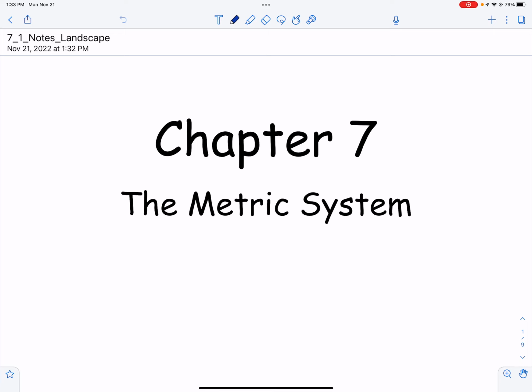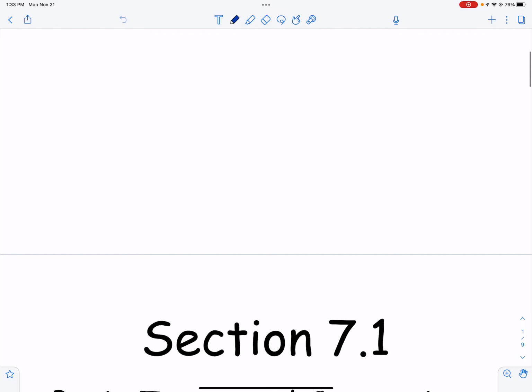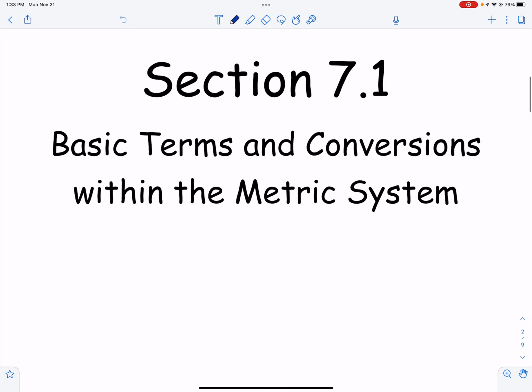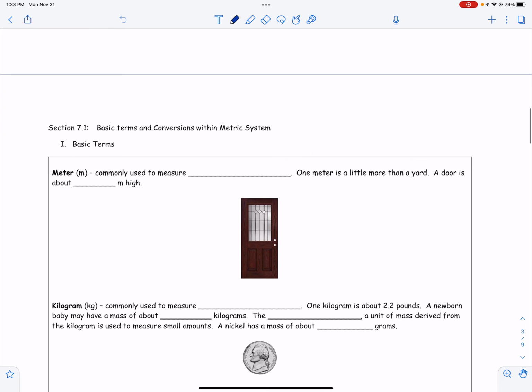All right, this is Math 103, Chapter 7, and we're going to be starting measurements within the metric system as well as the English system. So Section 7.1 is basic terms and conversions within the metric system. So a few definitions that we have to go through is starting with what we're measuring.